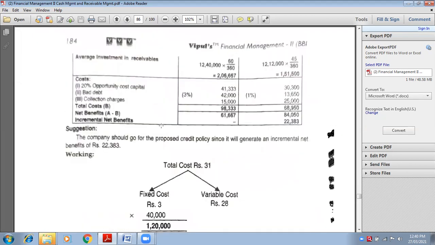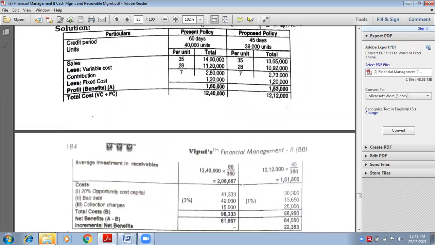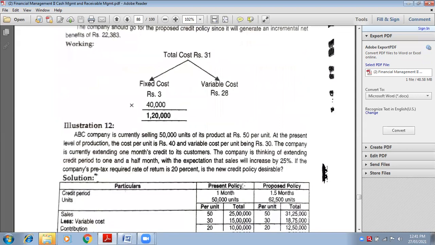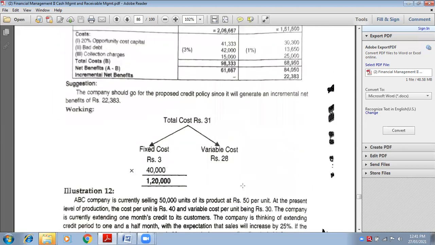Now 120 will not change. Here variable cost was changing, 11 lakh 20, 10 lakh 92. But here fixed cost will not change from present situation to proposed policy. Fixed cost will always remain fixed. So 120, 120 on both sides. How this 120 came, you will have to make the working note, but make it a little later on, when we complete the sum.